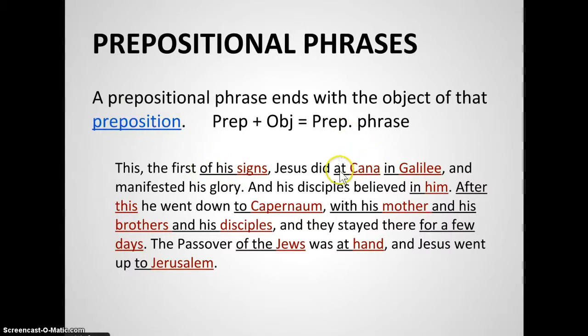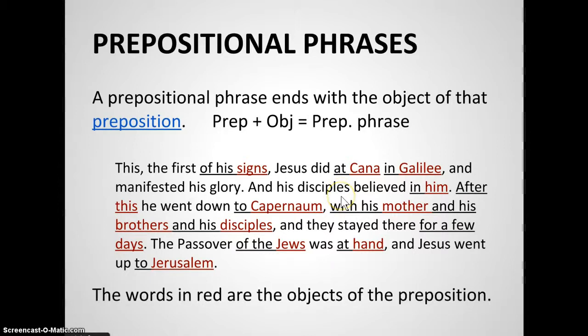Cana is the object of the preposition at. Notice down here, mother, brothers, and disciples are all objects of the preposition with. So you can have more than one, but there must be at least one. So all objects of prepositions. And together, the preposition plus the object makes up a prepositional phrase.